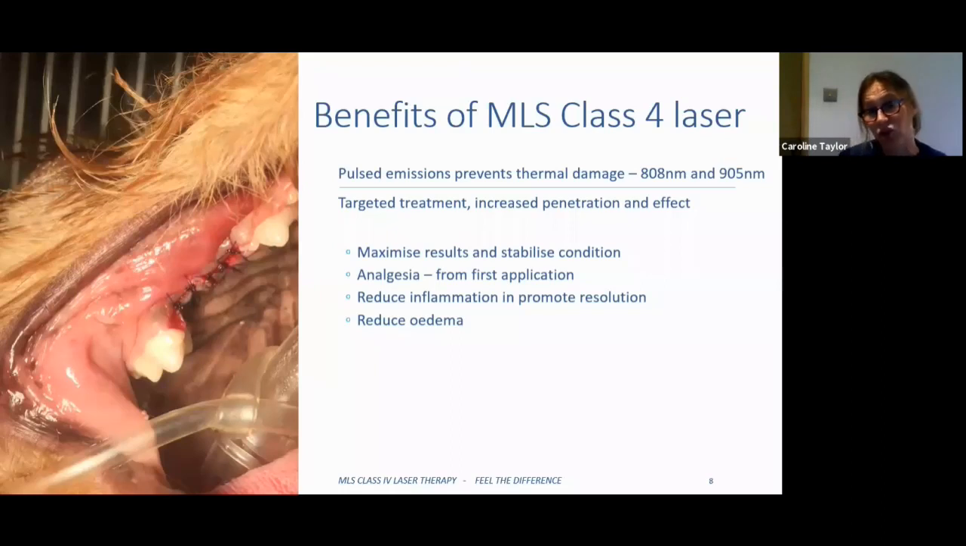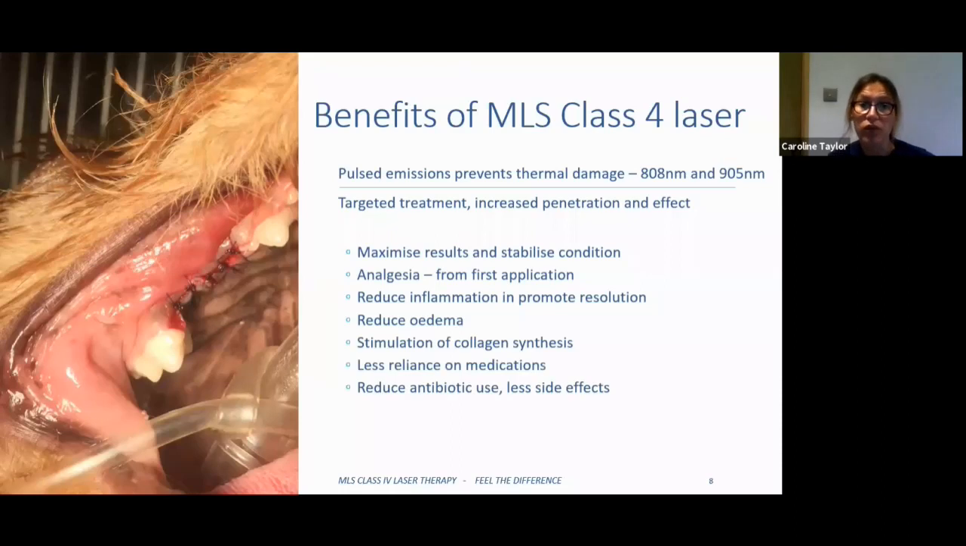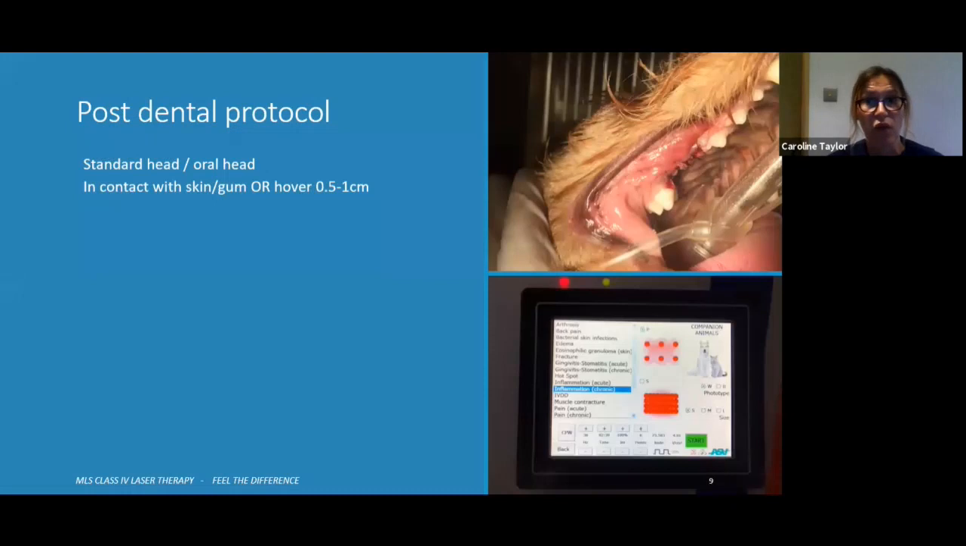You tend to get analgesia from the first application. Reduction of inflammation and edema can take a little bit longer. You also get stimulation to help with wound healing, collagen synthesis. You tend to be, therefore, which is all important these days, less reliant on medications, particularly reduction in antibiotics and anything else there might be side effects for.